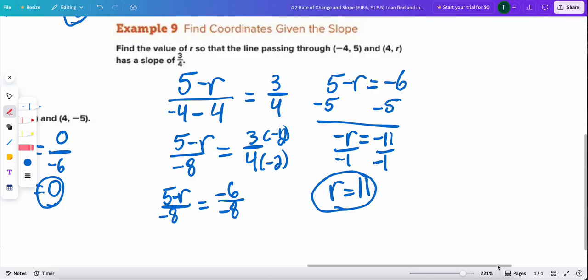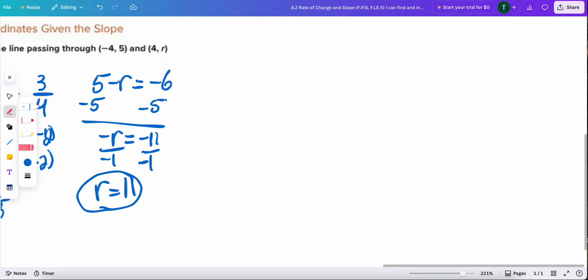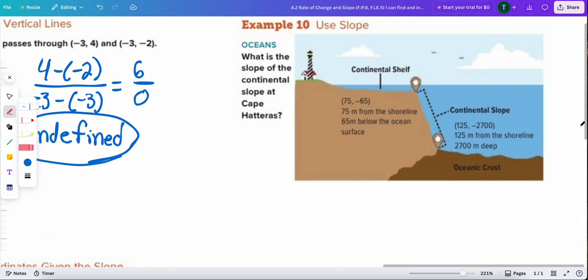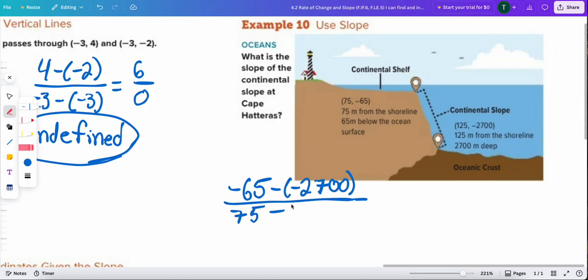So the last example in 4.2 is here. What is the slope of the continental slope at Cape Hatteras? Here we have our 2 points, so we're going to be finding our slope again. We take y minus y over x minus x. So I took negative 65, minus negative 2,700, over my x's, which are 75 minus 125.